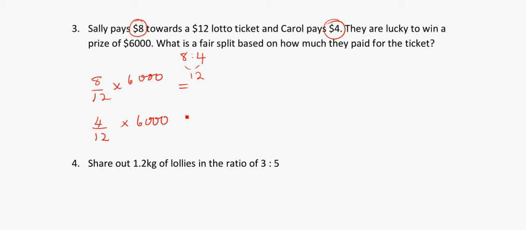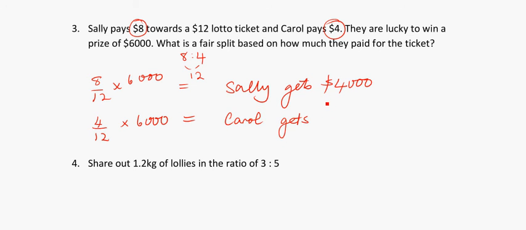And so put that into calculator, and so Sally gets $4,000 and Carol gets $2,000.